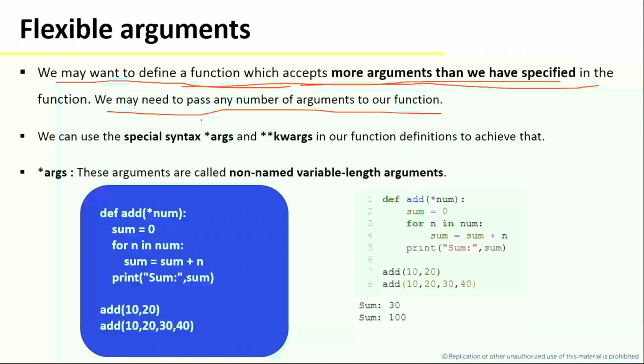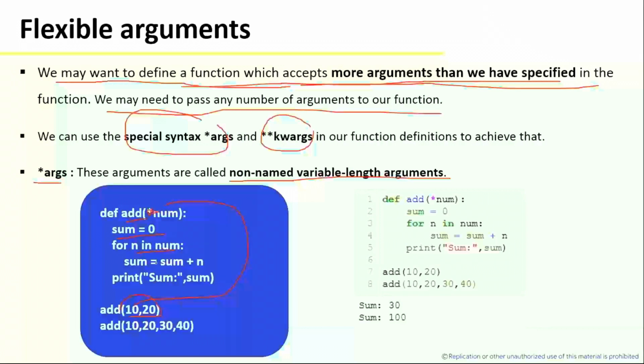The first one is star args, the second one is star star kwargs. Let me discuss star args first. These are called non-named variable length arguments. There is no specific name. Look here, I can call a function add with two arguments, 10, 20. If I give a star before the argument, first what will happen? This 10 will go to num. Sum will be 0, for n in num.